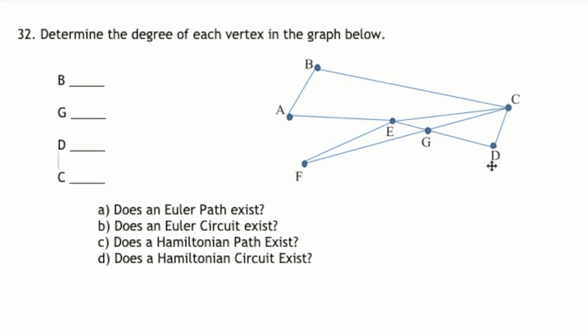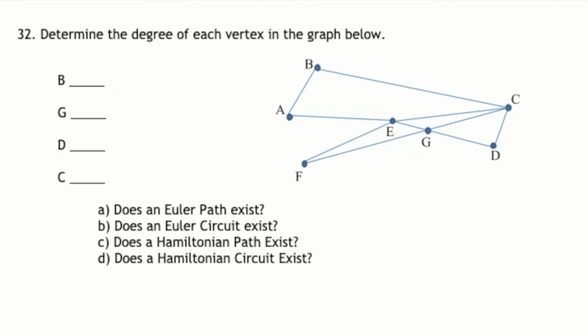Okay, does an Euler path exist? Does an Euler circuit exist? Does a Hamiltonian path exist? Or does a Hamiltonian circuit exist? Here's what you need to know about these graphs. Remember, if all vertices have an even degree, then an Euler circuit exists. Also, if an Euler circuit exists, so does an Euler path.